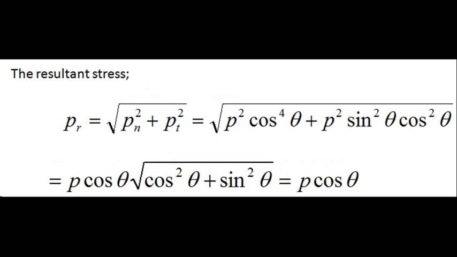For the resultant stress, denoted by p_R, that is equal to the square root of p_n square plus p_t square. If we simplify this, that is the square root of sigma square cos to the power 4 theta plus sigma square sin square theta cos square theta, and we find p_R equal to sigma cos theta. So this is the resultant stress for the inclined section. Thank you.